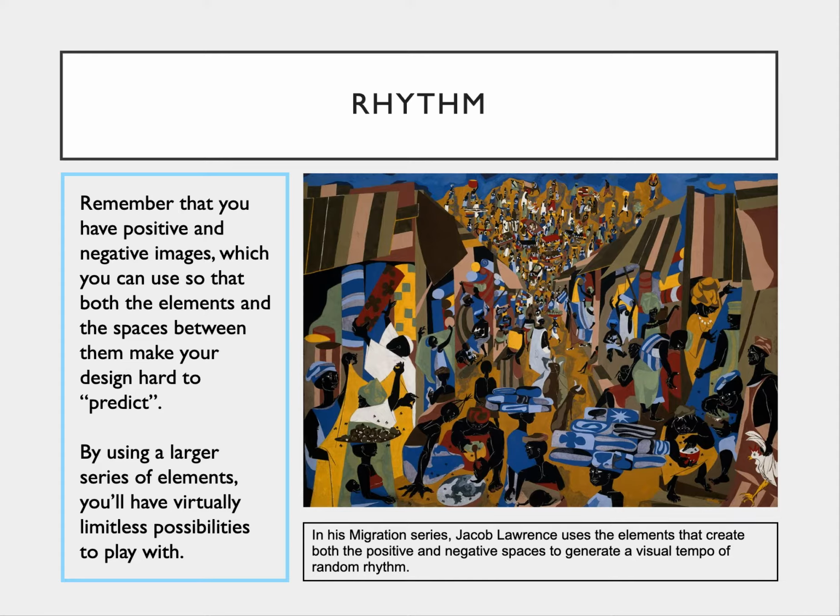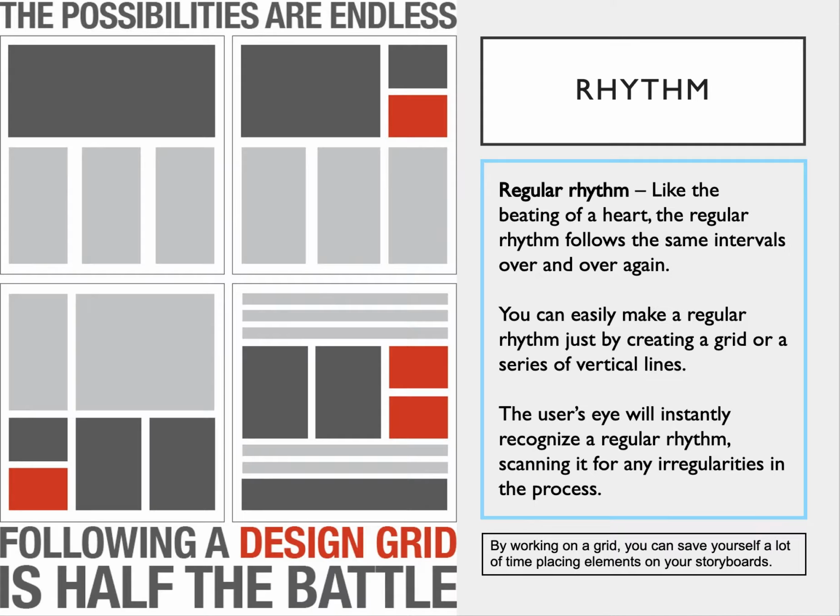In his migration series, Jacob Lawrence used elements that created both positive and negative space to generate a visual tempo of random rhythm. There's a very clear rhythm in this, but it is absolutely musical. And this is really hard to do. This is one of the harder things there is that you can do.